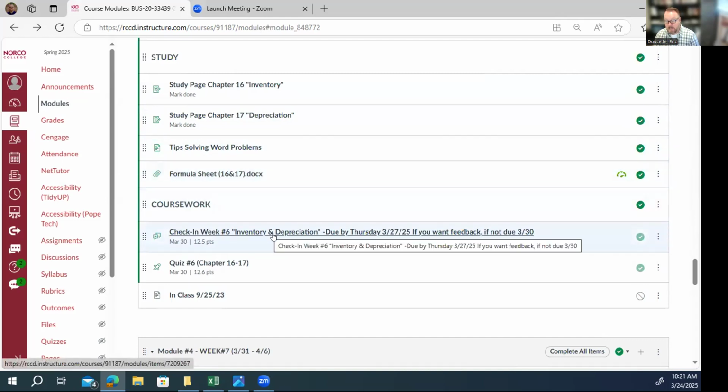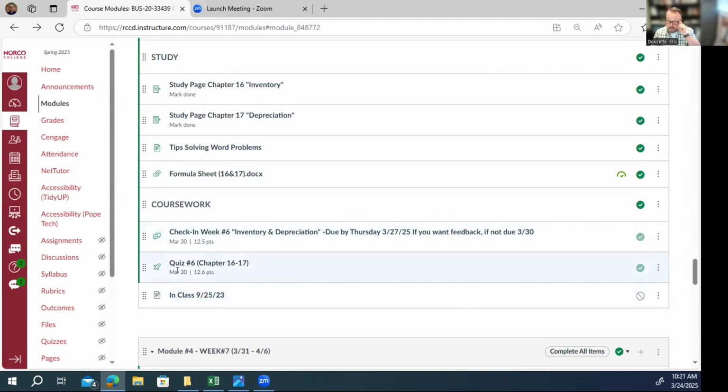Then you have a check-in assignment where you're going to help Sienna solve some problems for inventory and depreciation. To be honest with you, this is a little bit easier than what you've been learning about, and so most students do quite well on this check-in assignment. If you want the answers, get it to me by Thursday. If not, then just turn it in on Sunday. And then, of course, there's going to be a quiz on chapters 16 and 17.